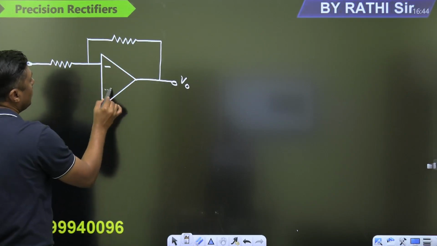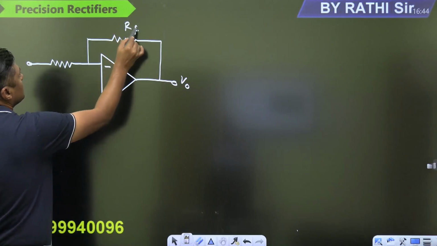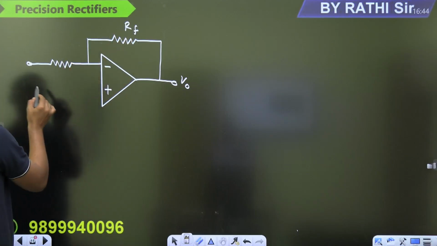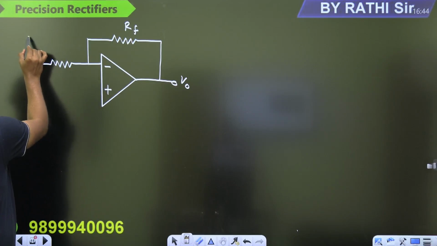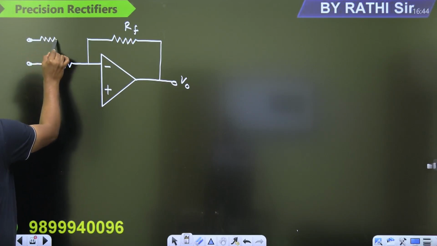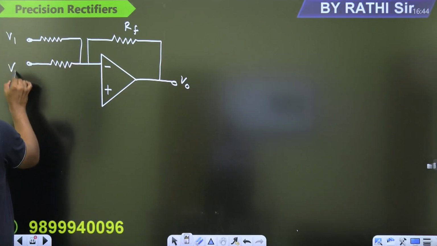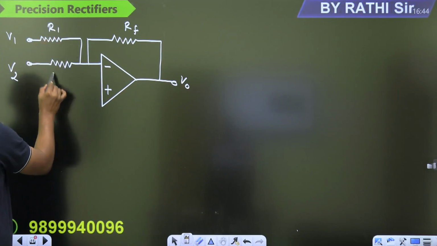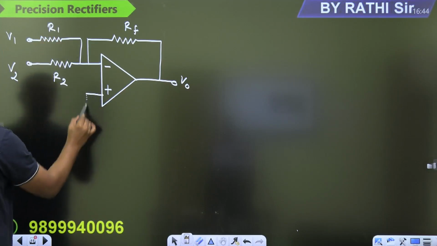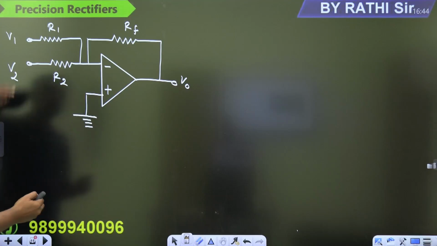This is the inverting operational amplifier. This is Rf, right, and so on. So you can also connect one more voltage here. Now, this is V1, this is V2, this is R1, this is R2, this is ground. So here two inputs are connected.